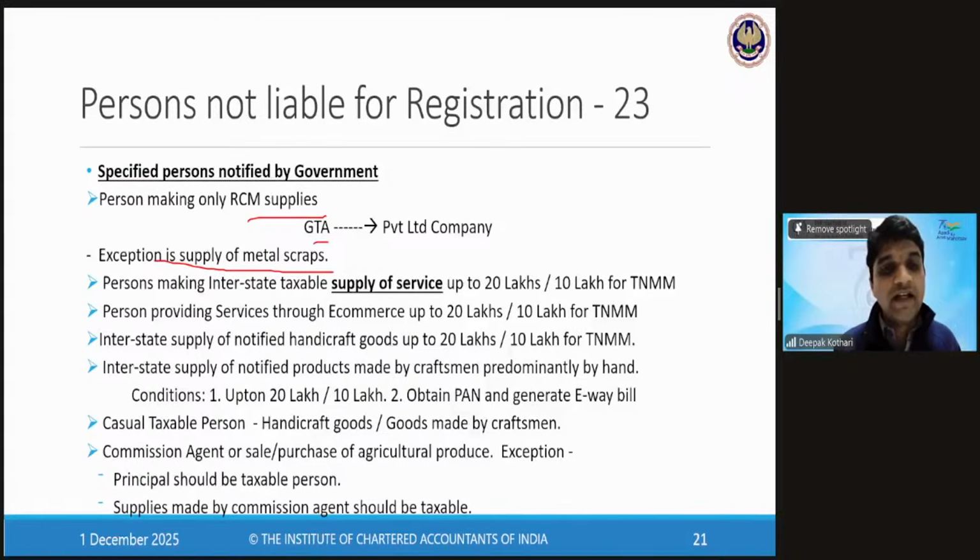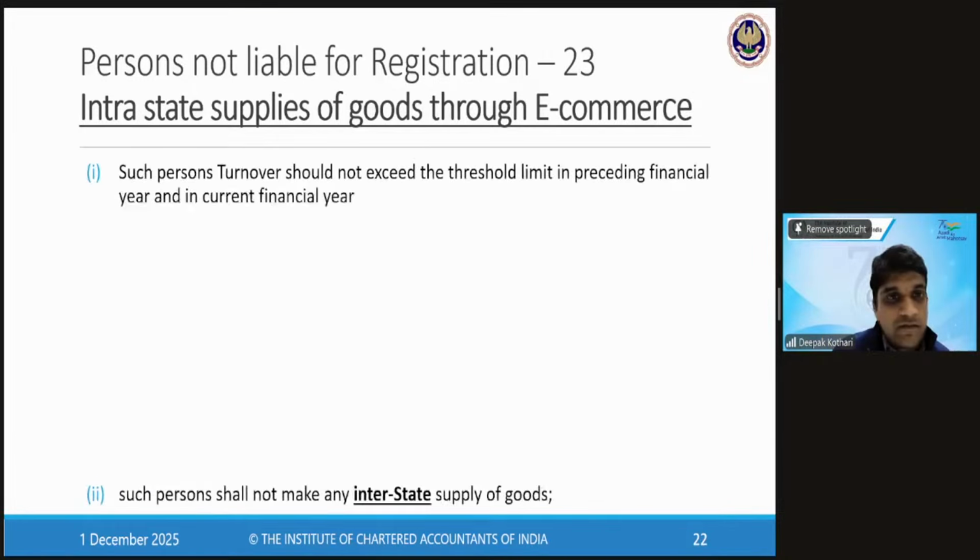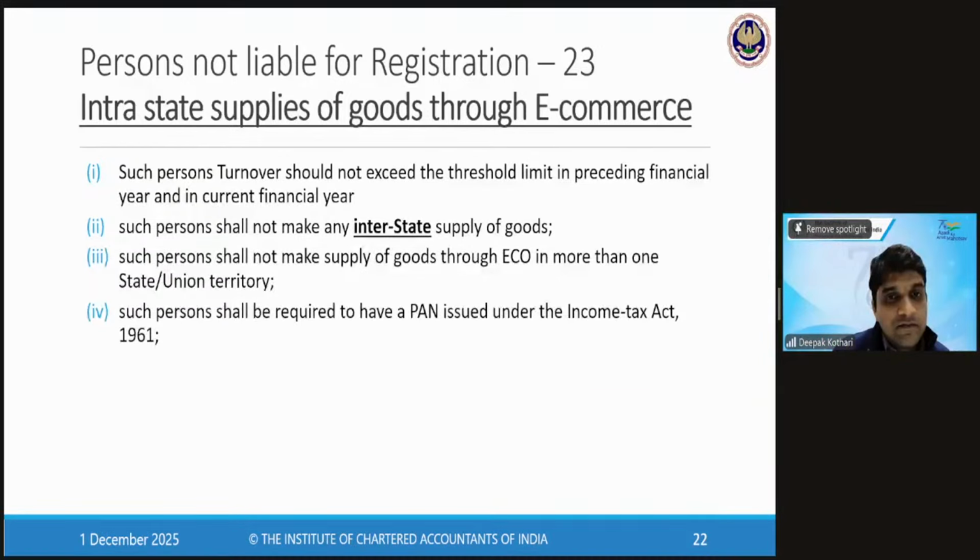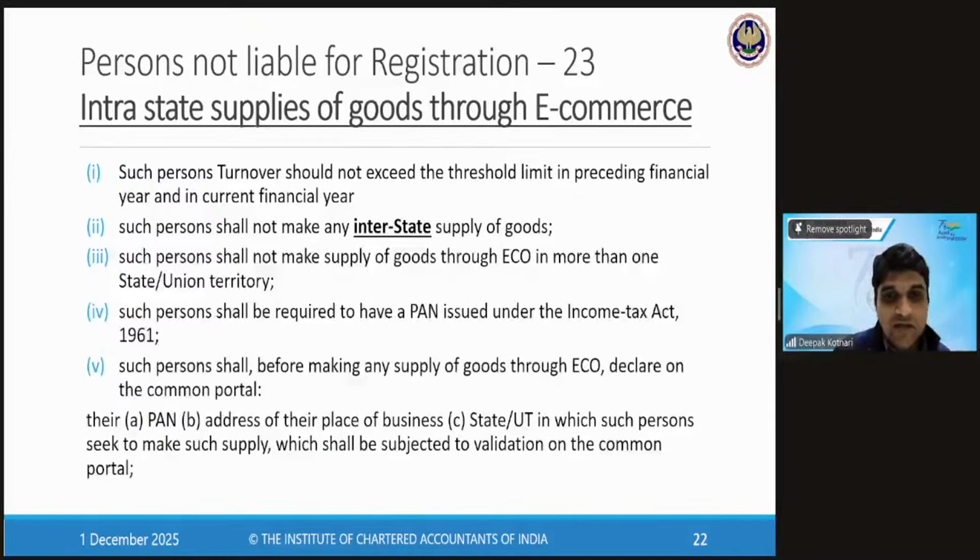Okay. Then a person making interstate taxable supply up to 20 lakhs, or 10 lakhs for special category states, is also not required to register. This is only for supply of services. Interstate supply of goods के लिए नहीं होगा. Interstate supply of services के लिए threshold limit मिल जाएगा. Then persons supplying goods through e-commerce and notified handicraft goods, these people need not take registration. And another important thing is commission agent for sale of agriculture produce, they don't have to take compulsory registration. This we have explained, intrastate supply through e-commerce operator.